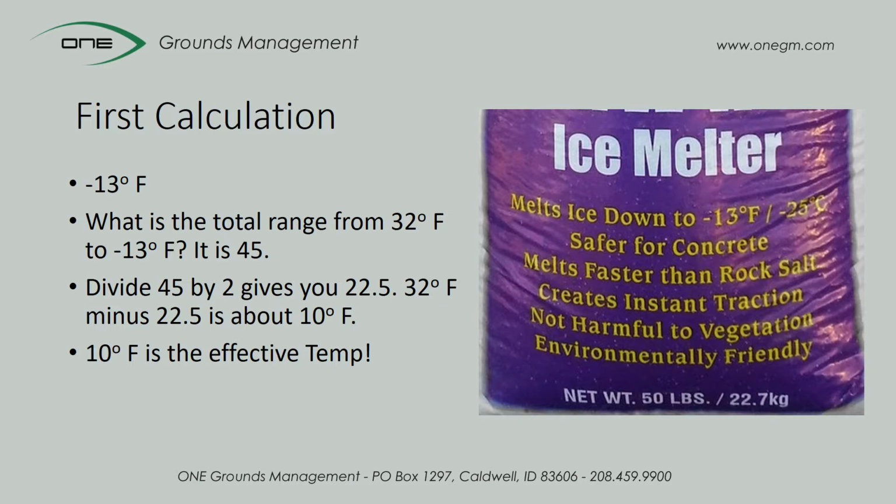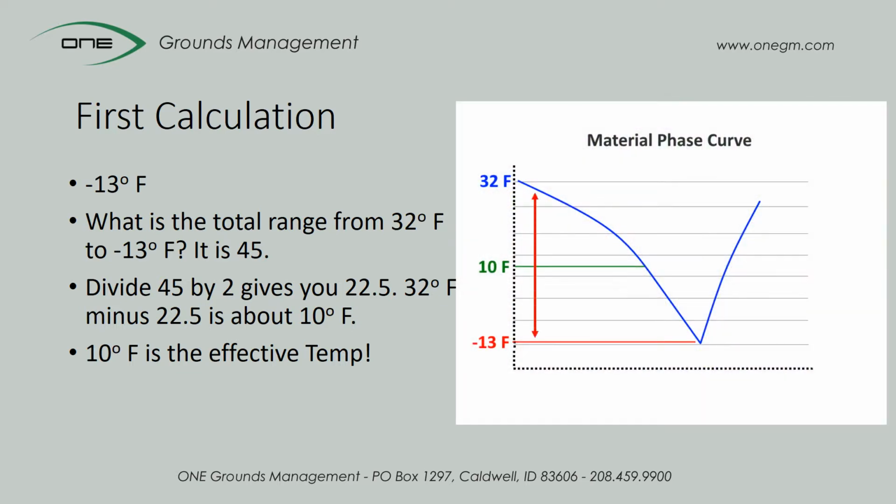Again, we look at the total range of the working temperatures for this product, and that equals 45. So we take 45, divide it by 2, which gives us 22.5 degrees, and then we subtract 22.5 degrees from 32 degrees Fahrenheit, which leaves us with about 10 degrees Fahrenheit as an effective temperature for this particular product. So the first product was effective down to 0 degrees Fahrenheit. The next product was effective down to 10 degrees Fahrenheit.